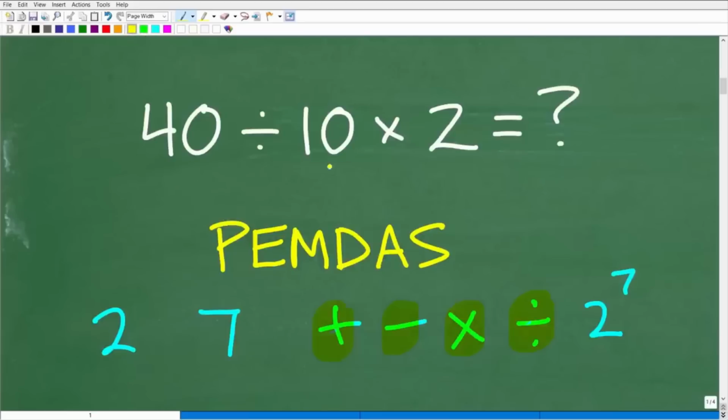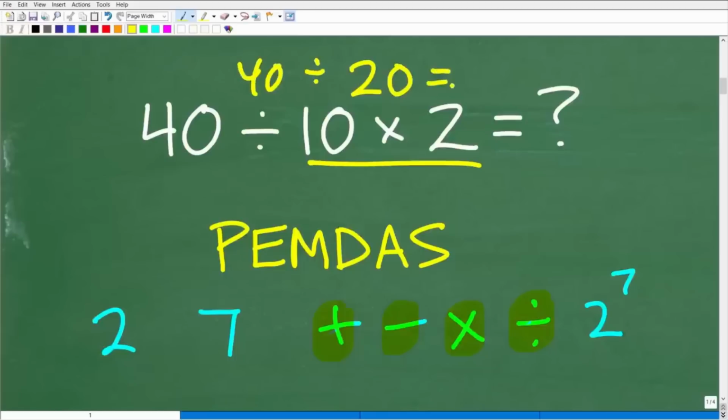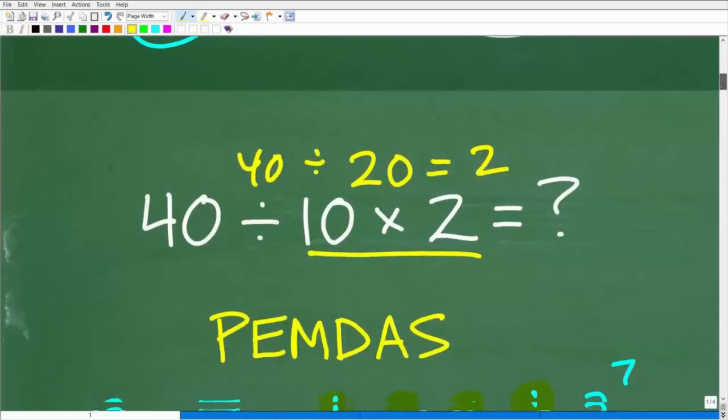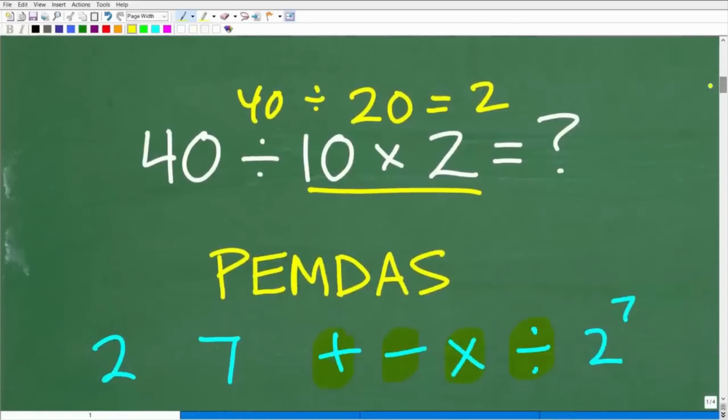So here, if I decide to go, let's see here, I'll just do this first. This looks pretty easy. 10 times 2, that's 20. Then I have 40 divided by 20, and that answer is 2, right? Which, of course, is one of the answers here. But this is wrong, okay? Now, why is doing multiplication wrong here? Why should I have to do division first?